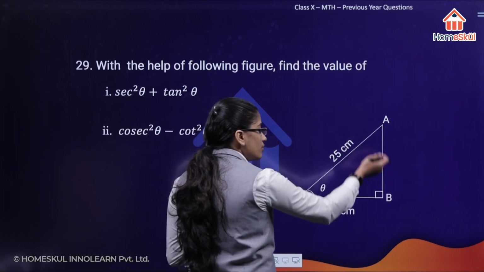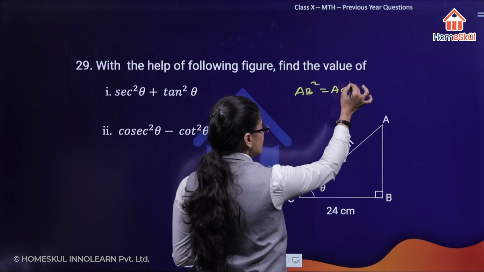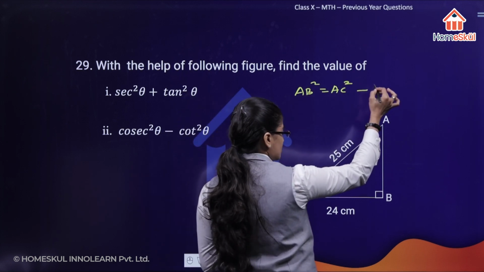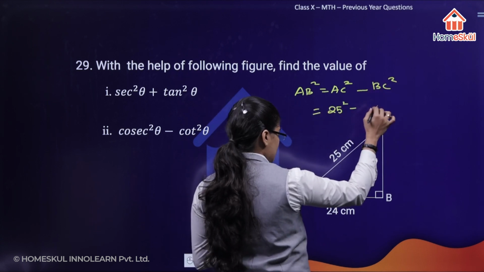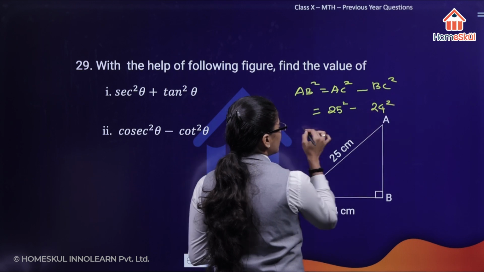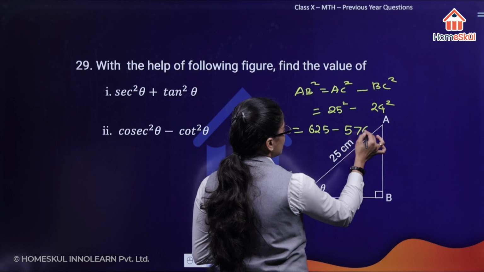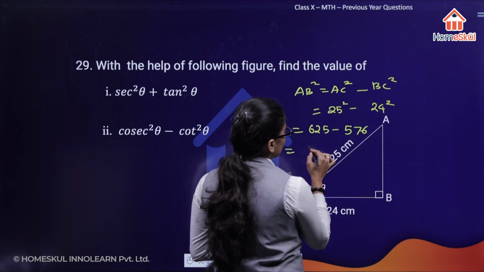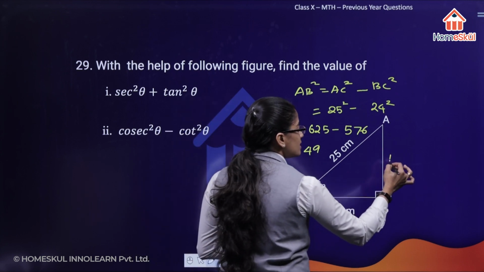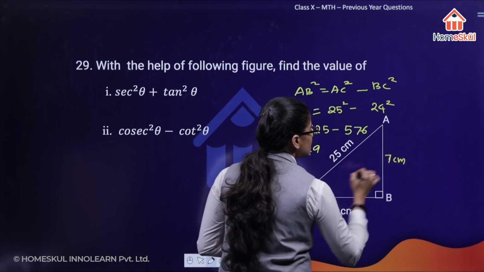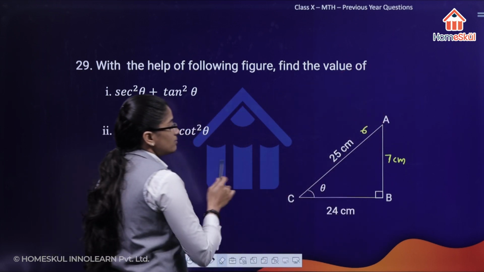Here, how will we find out AB? AB square is equal to AC square, hypotenuse square, minus BC square. That is 25 square minus 24 square. 25 square is 625, 625 minus 576, which will be 49, right? That means AB square is 49, which means AB will be 7 centimeter, right? Square root of 49, which is 7 centimeter. These are the values we are having, okay?